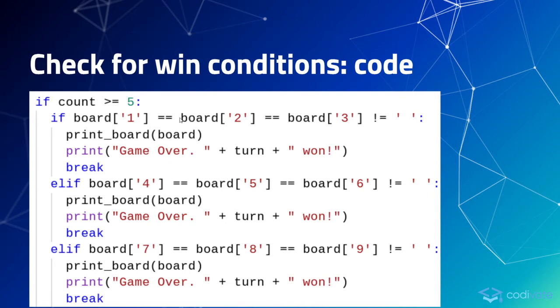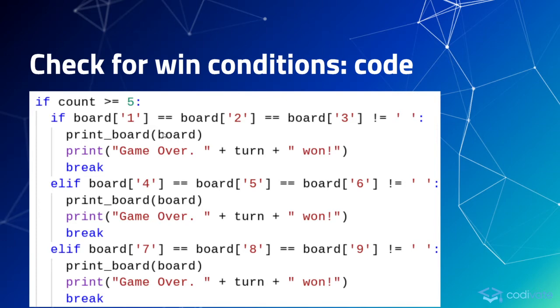If all of these values are equal at these corresponding keys inside our dictionary, and they're also not equal to a space. Once again, just a reminder about booleans: double equal is checking if 2 items are equal to each other, and not equal is checking if 2 items are not equal to each other. So this takes care of our first condition. If 3 non-space items in a row for the first row are equal, then we know that somebody won.